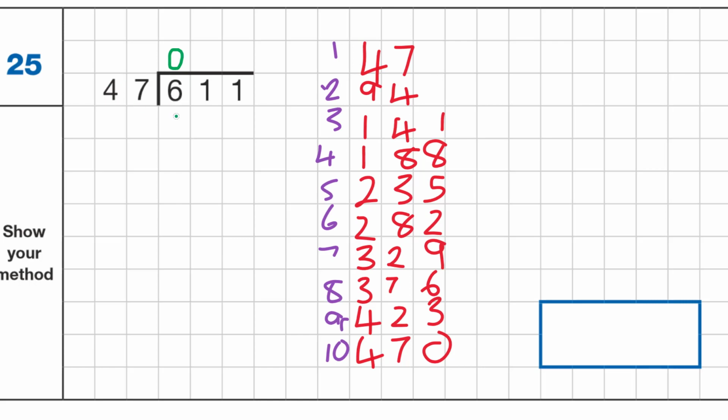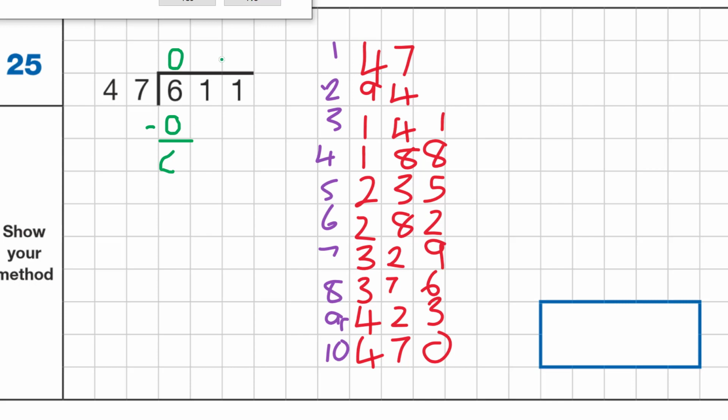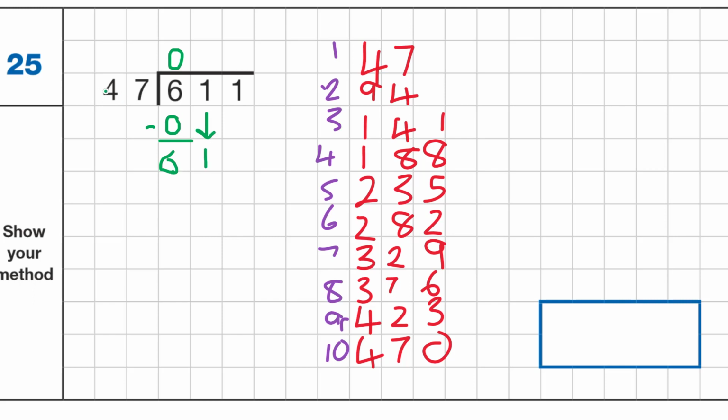So 47 times 0 is 0. Then I subtract. 6 take away 0 is 6. And I bring the next digit down. Either way, I end up doing 47 into 61. I like to just go straight to it until I get a number that I can divide into. Either way is fine. So 47 into 61, if I look down my list, I can see it's only going to fit in once. So I put 1 in and I prove it.